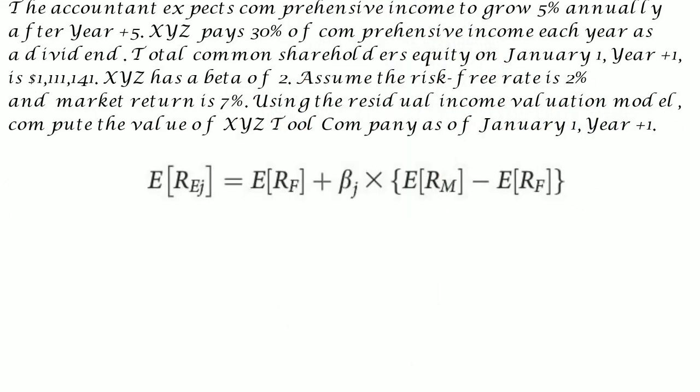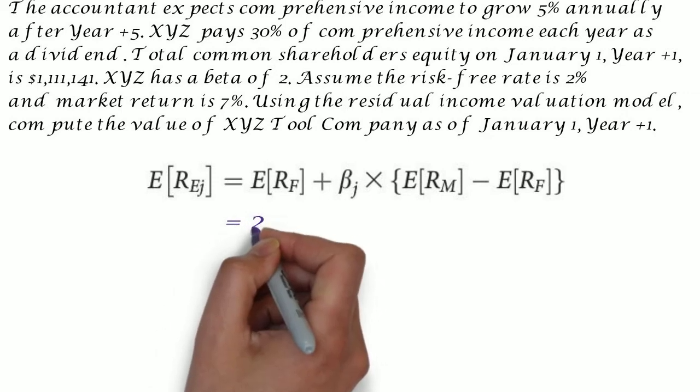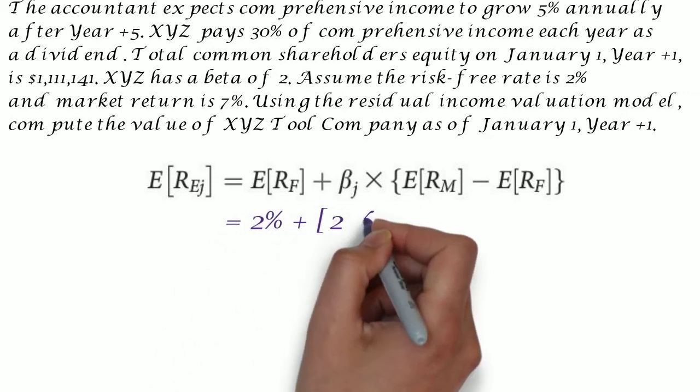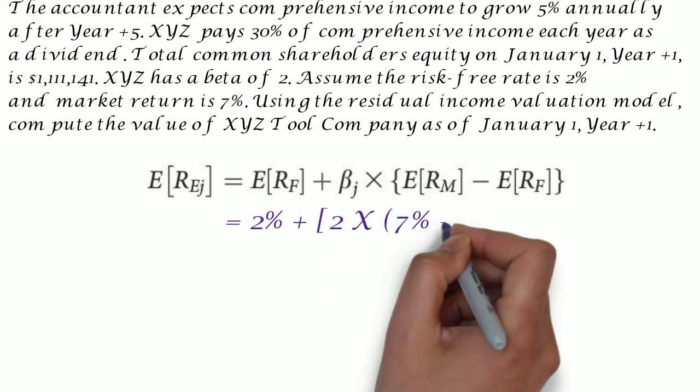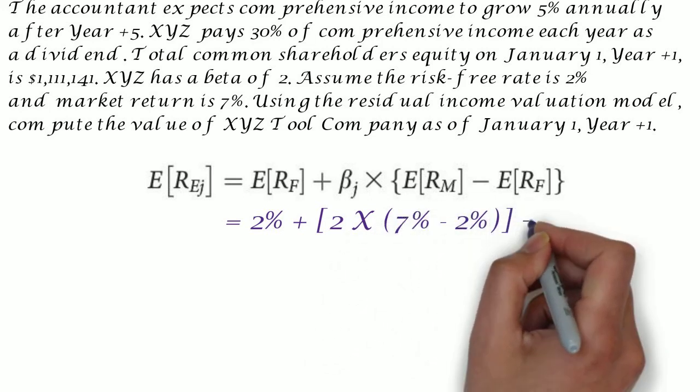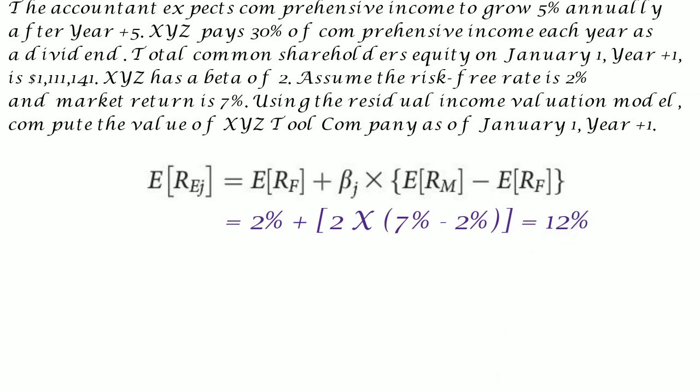The first step is to calculate the cost of equity capital using the CAPM model. Cost of equity capital is the risk-free rate of 2% plus the beta of 2 times market risk premium, which is the market return of 7% minus the risk-free rate of 2%. Plugging in the numbers in the CAPM model gives us the cost of equity capital of 12%.